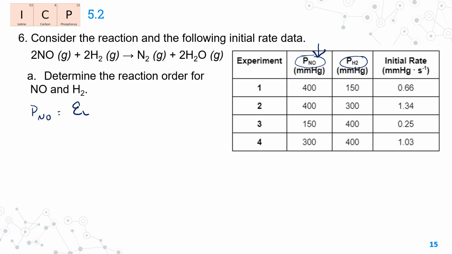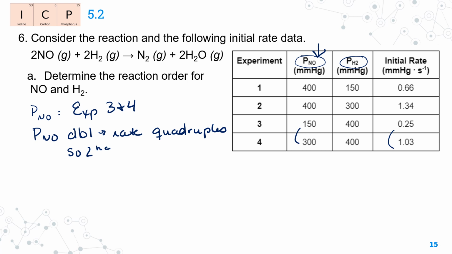So I'm going to look at this with respect to the pressure of nitrogen monoxide. I'm going to look at experiment 3 and 4. So if we look at 3 and 4, nitrogen monoxide doubles, but hydrogen stays constant. And my rate on this one quadruples. So the pressure of nitrogen monoxide doubles, the rate quadruples.